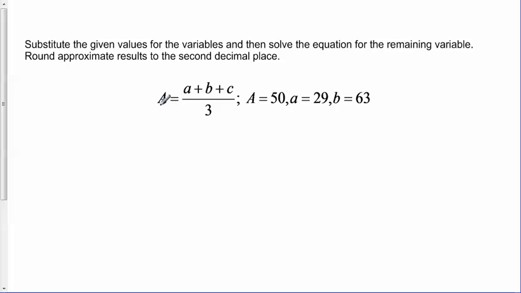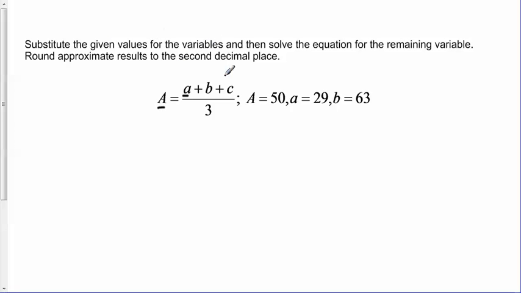We have a formula that says capital A equals lowercase a plus lowercase b plus C, all over 3, where capital A represents 50, lowercase a represents 29, and lowercase b represents 63. This is a good example to show why keeping variables case sensitive is so important, because this has both a capital A and a lowercase a. We want to be sure that we don't confuse those two, because those are two totally different variables. So let's get started with this.